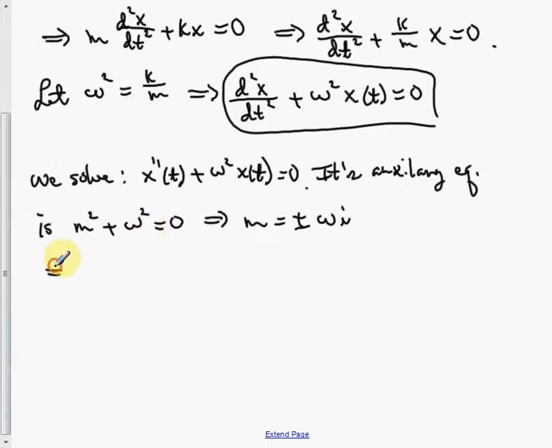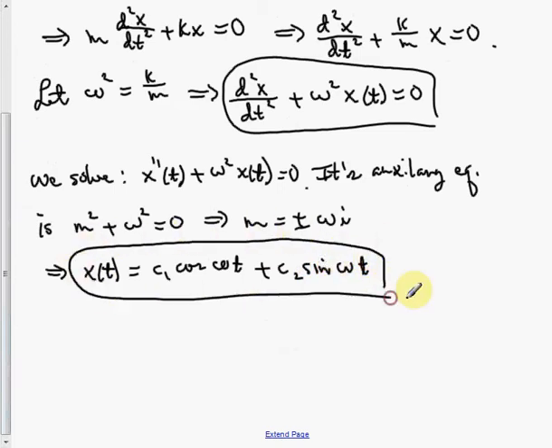So this implies then that x of t is equal to c sub 1 times cosine omega t plus c sub 2 times sine of omega t. This is the equation for simple harmonic motion.